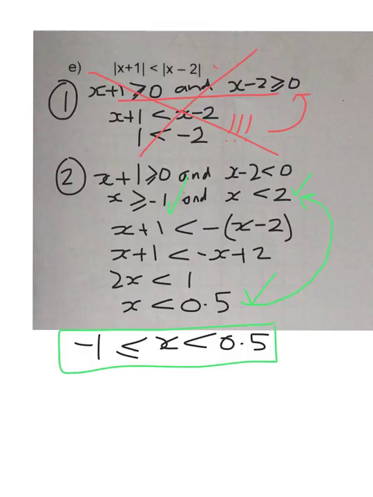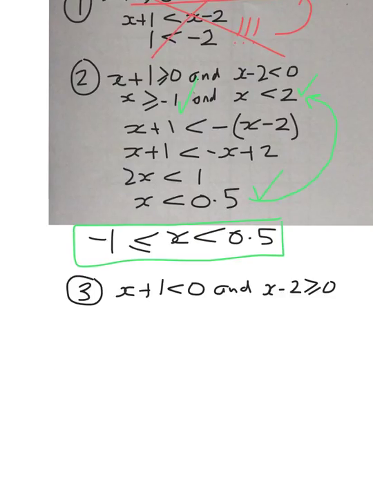Let's move on to option 3. Option 3 is going to be that the one on the left is negative and the one on the right is positive. Like so. That means, of course, that x has to be less than negative 1, and also x has to be greater than or equal to 2. What? X has to be less than negative 1 and greater than or equal to 2? That's not possible. That never happens.